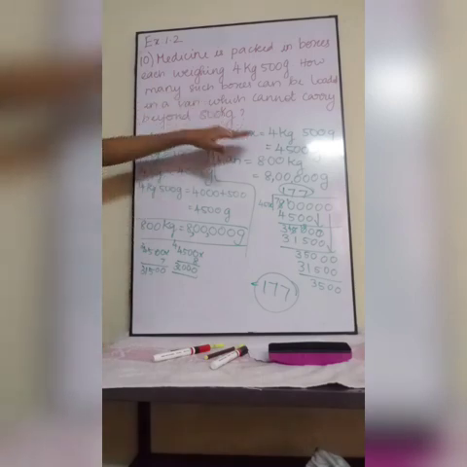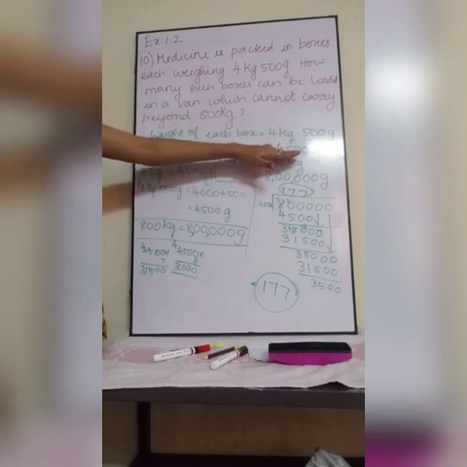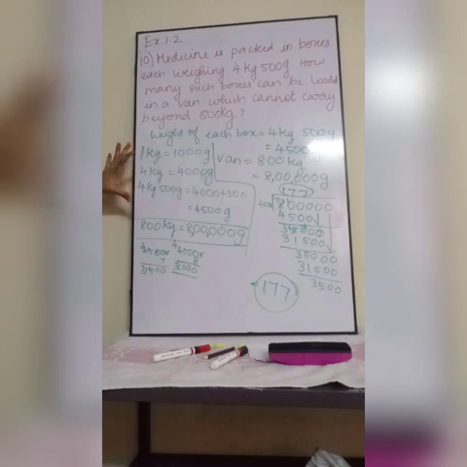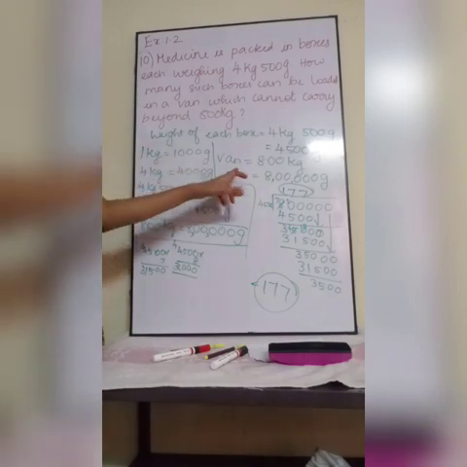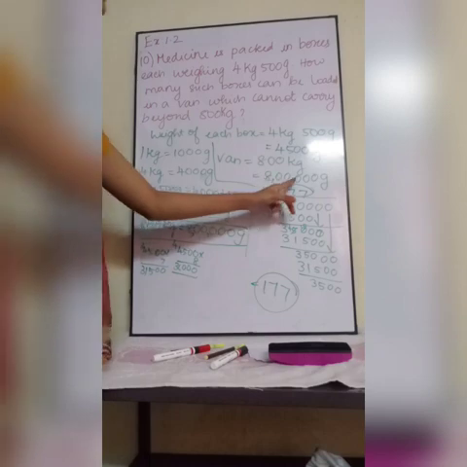Listen, each box weighs 4 kg 500 grams, so I have converted that into grams. It becomes 4,500 grams. This calculation, do it individually and see by yourself, because only if you do it can you understand it. Next, the van can accommodate 800 kilograms, so it will become 8 lakh gram.